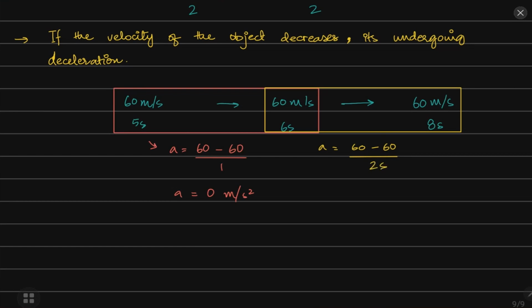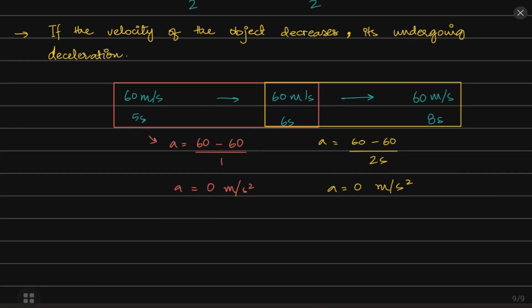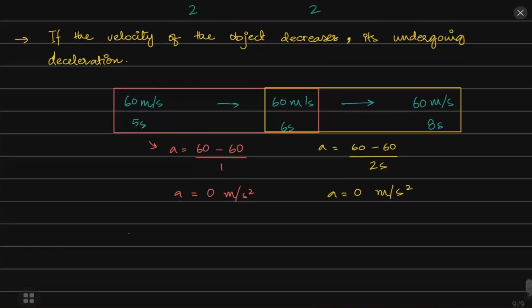No matter how long I'm traveling, if my velocity is not changing with time, in that case I would say the acceleration is 0. I am not accelerating. I might be moving, but there is no acceleration. Acceleration is 0. The acceleration can also be 0 if an object is at rest, or if an object is moving with constant motion or constant velocity.